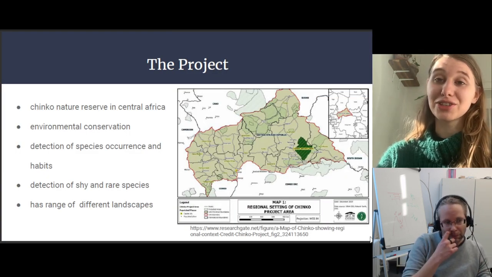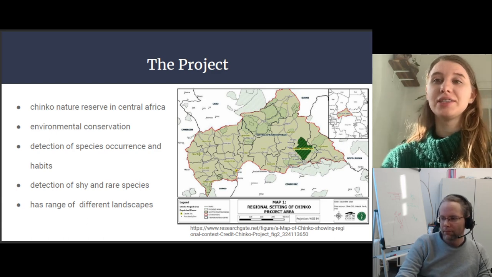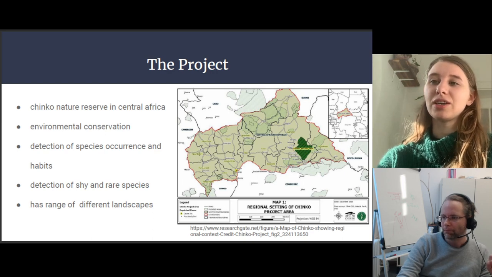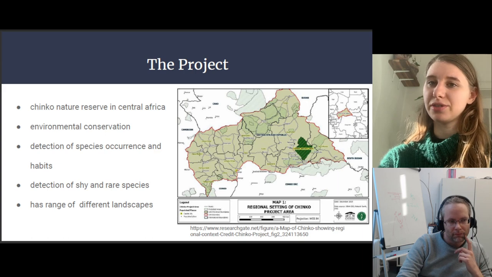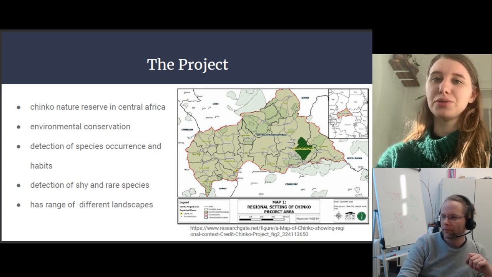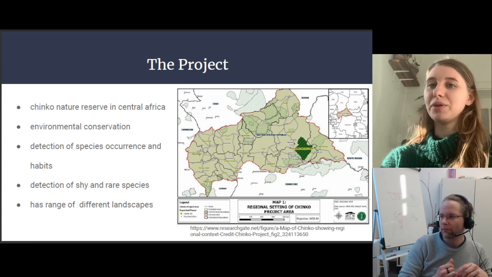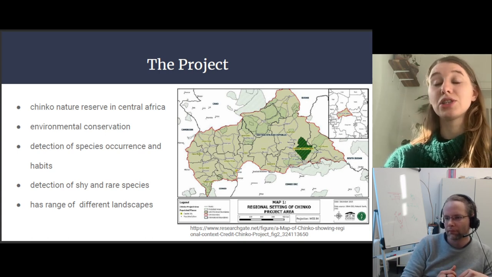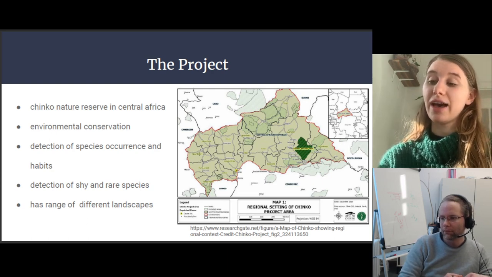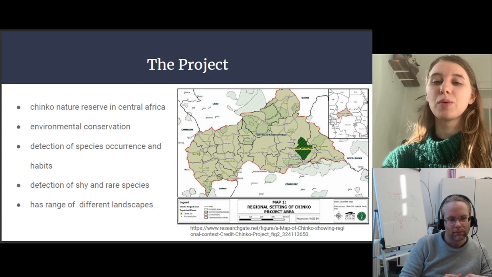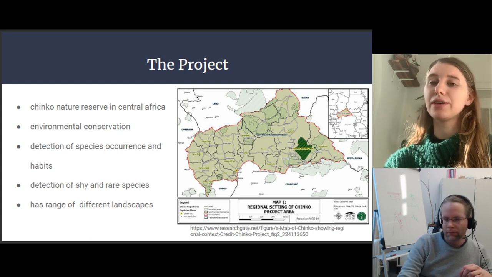The grand picture of the project is that we have kind of like a partner in Central Africa, which does his project in the Chinko Nature Reserve. And the goal there is to do environmental conservation, and by that I mean that we want to detect which species are there, how many of which species are there, and what their habits are. So where, in which habitats are they, when do they sleep, when do they eat, do they occur in groups?